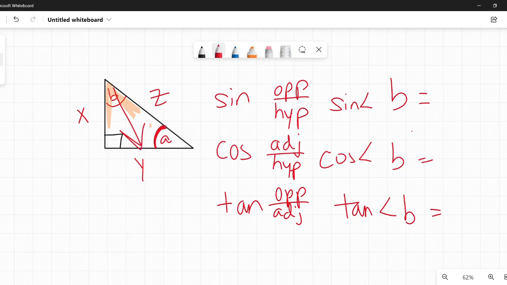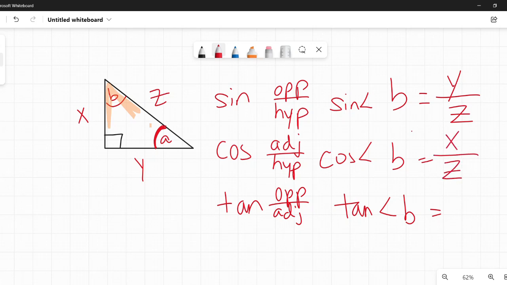X is what's adjacent to B. And Y is what's opposite. It's what it's looking at on the other side of the table. It's what's opposite of B. So opposite over hypotenuse for B would be side Y, or the length of side Y, over the length of side Z.